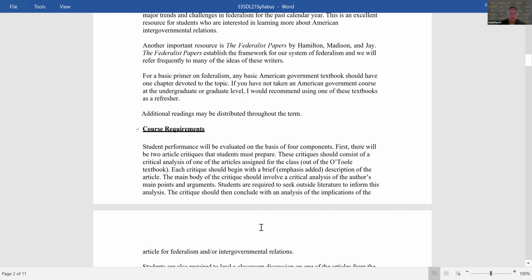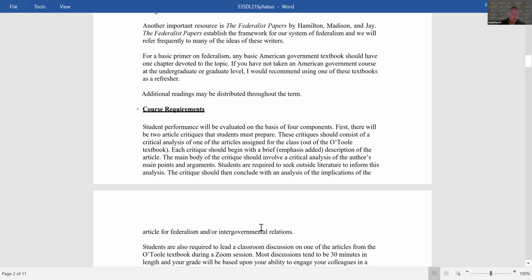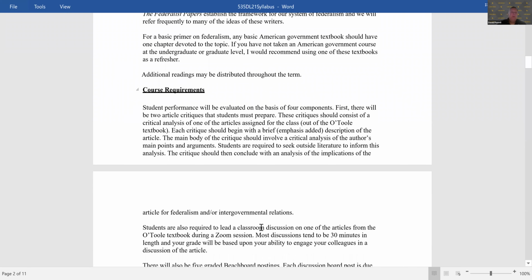So what are the course requirements? Again, as always, we're a 6-week course, so we have limited amount of time in order to be able to do assignments. And so I keep that in mind as I assign things to you and assign readings to you. So we have 4 primary components that will make up the course grade. There are 2 article critiques. There is a classroom discussion leader assignment, and then there are graded Beach Board discussion board posts.